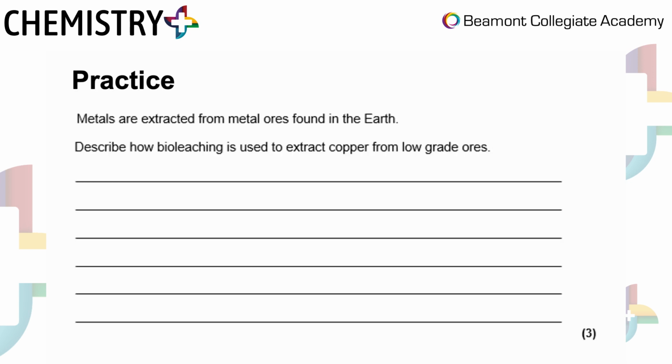Practice 3. Metals are extracted from metal ores found in the earth. Describe how bioleaching is used to extract copper from low-grade ores. This is a 3-mark question, so we're looking for 3 bullet points. Pause the video and have a go.